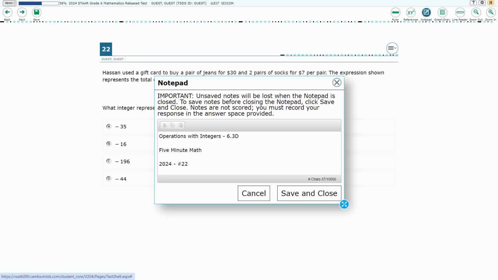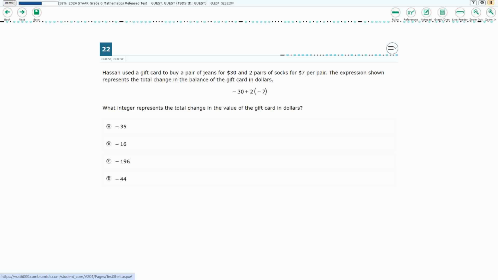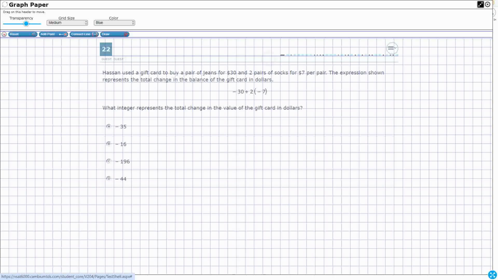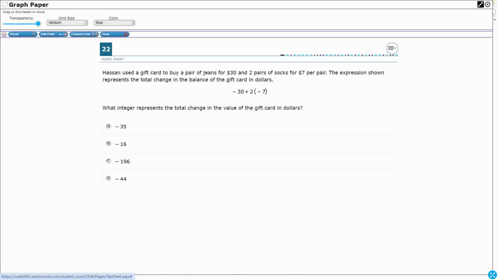Today we are looking at the 6th grade concept of operations with integers. This is standard 6.3D in the great state of Texas, and we are using item number 22 of the 2024 released STAAR test. If you haven't done so already, please go ahead and take a moment to pause the video, work this problem out on your own, unpause it, and we will look at our answers together.